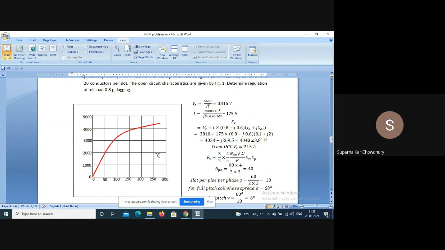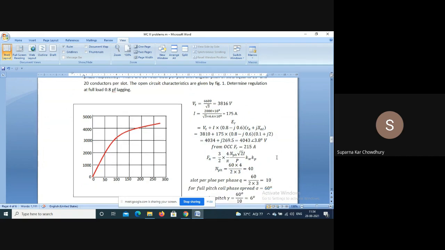Though it is an EF versus IF curve, or FF curve, this also gives a relationship between ER and IR. So corresponding to the ER value from the OCC, we will calculate the corresponding resultant field excitation. This is 215 ampere. Again, this figure is not to scale, so do not try to correlate with it. I am just showing the methods.